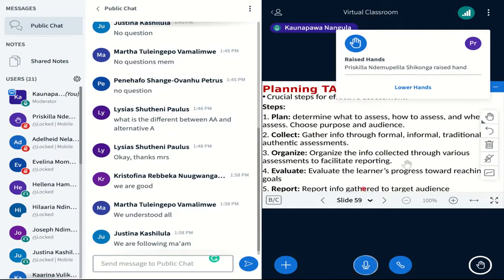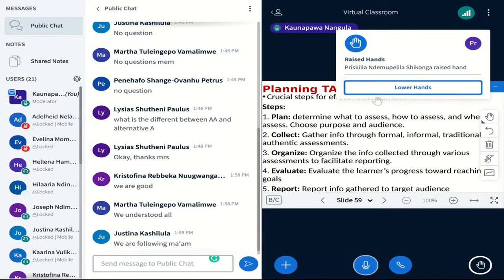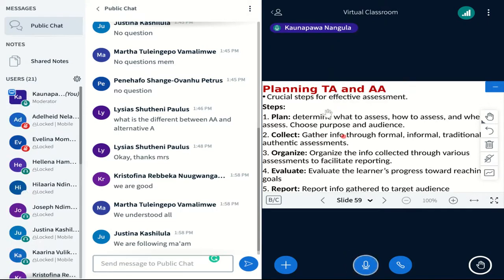Yeah, because we are just talking about the introduction of the assessment, and then we'll talk about the steps in just a little bit. So now we are moving on. When it comes to planning the traditional assessment and alternative assessment, or even performance-based assessment, there are certain steps that we need to follow when it comes to planning the assessment.